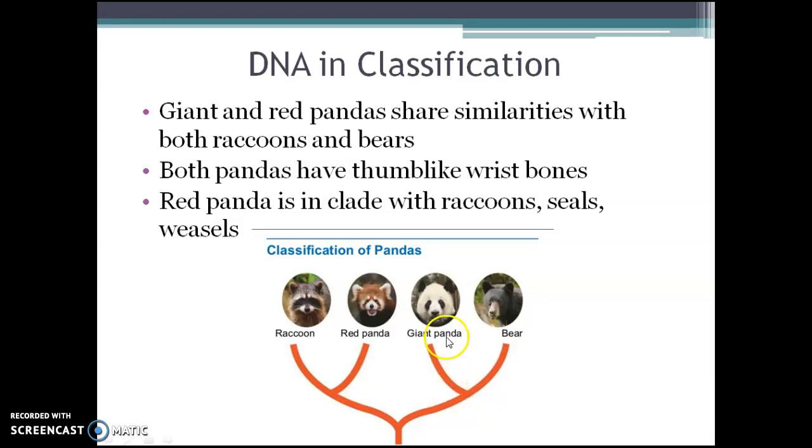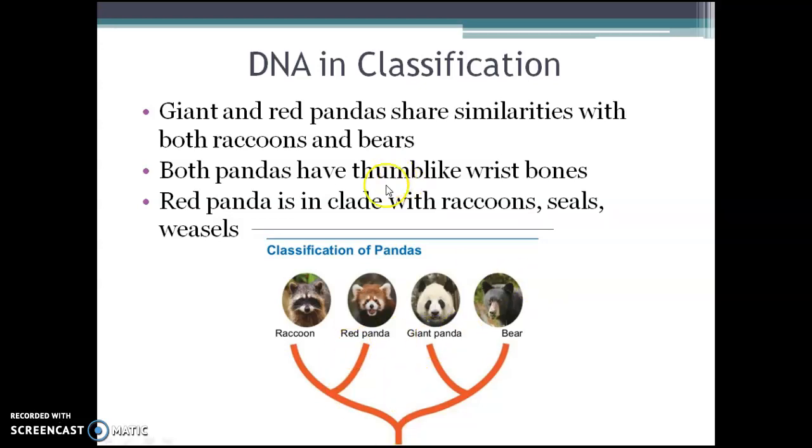And just because they're called pandas doesn't mean they're super closely related, or the most closely related two creatures, but they are related in a way. Here would be the common ancestor of all four, okay, at one point in history. And they actually grouped the red panda with raccoons, seals, and weasels.